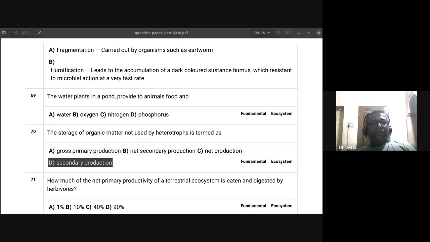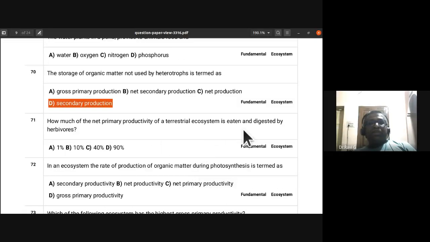Okay. So the next question is, how much of the net primary productivity of a terrestrial ecosystem is eaten and digested by herbivores? How much of the net primary productivity? So the 71st question, the answer is 10%. So 10% of the net primary productivity of a terrestrial ecosystem is eaten up by the herbivores.